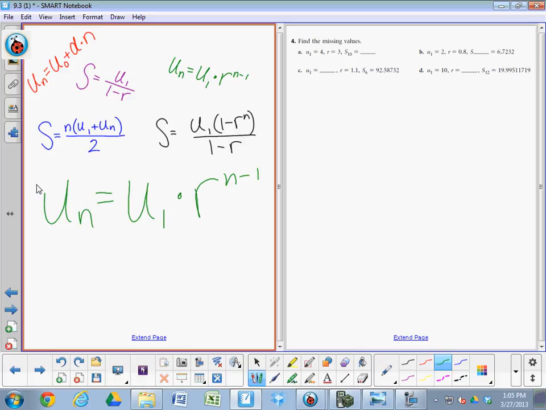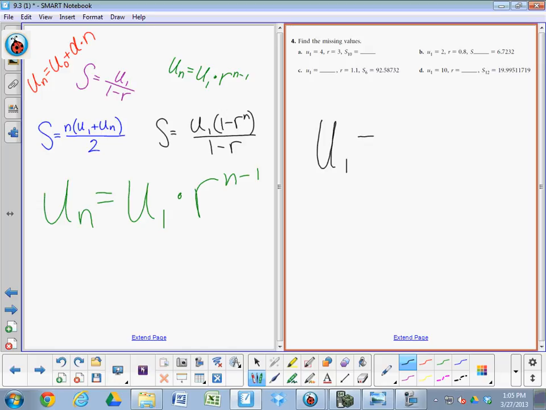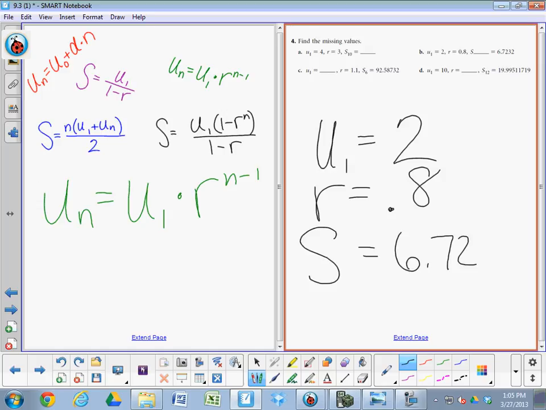Let me repeat the question. Which would you use if you knew what the first term was? Let's say you know U1 is 2. You also know what R is, 0.8. You also know what the sum is, but we don't know what term number it is. What I'm doing is 4b.